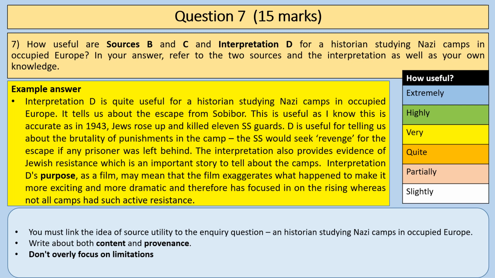Interpretation D's purpose as a film may mean that the film exaggerates what happened to make it more exciting and more dramatic, and therefore is focused in on the rising, whereas not all camps had such active resistance. So in summary, for question 7, make sure that you have a paragraph on each source or interpretation. Don't focus too much on limitations. Make sure that you're focusing in on the idea of content and provenance and why this would be useful for a historian, in this case, studying Nazi camps in occupied Europe.